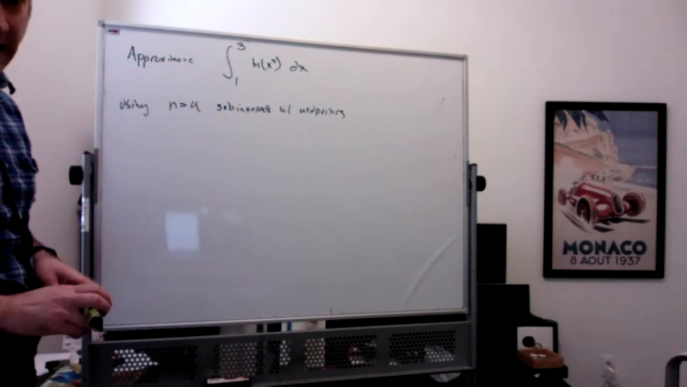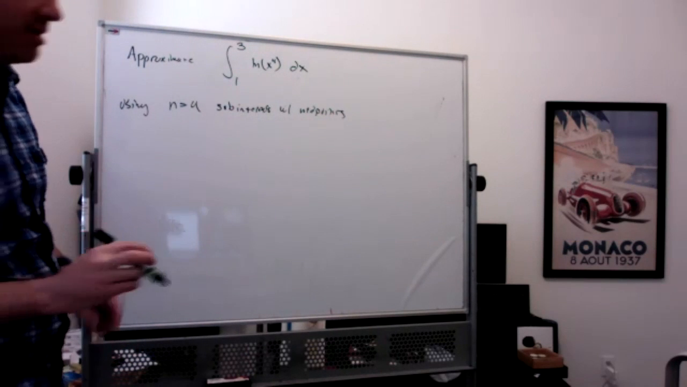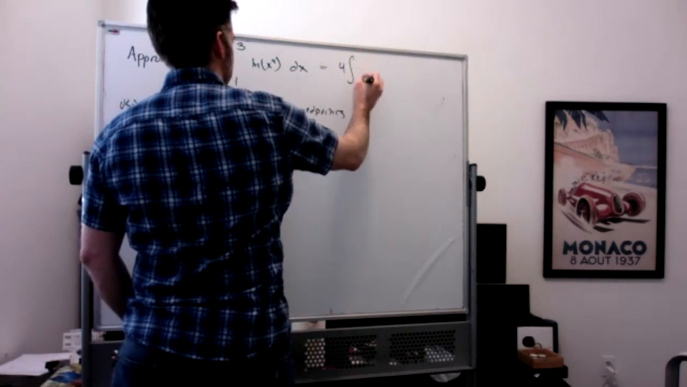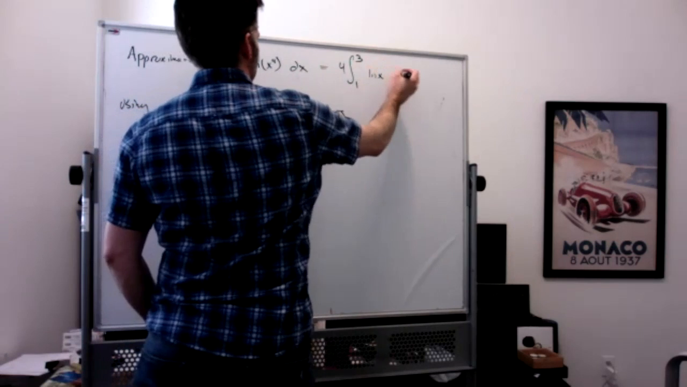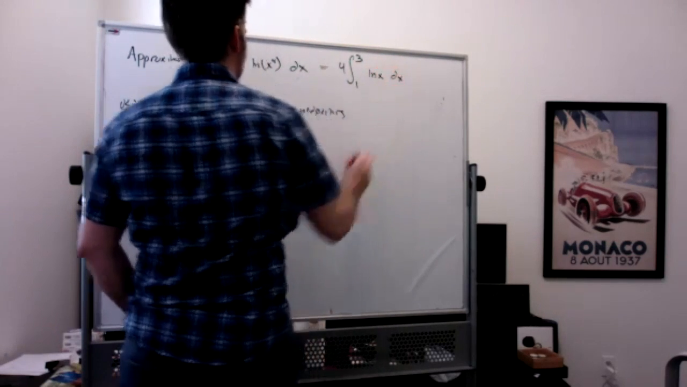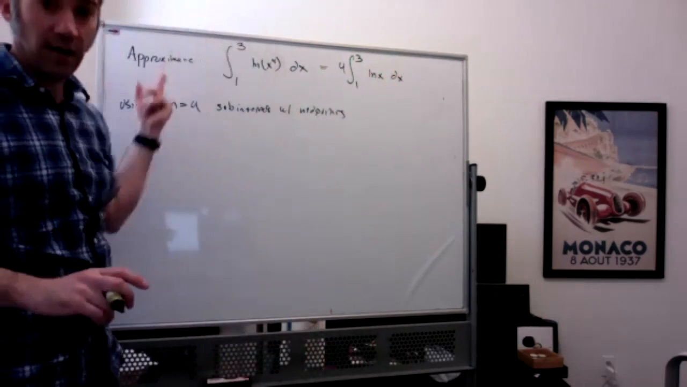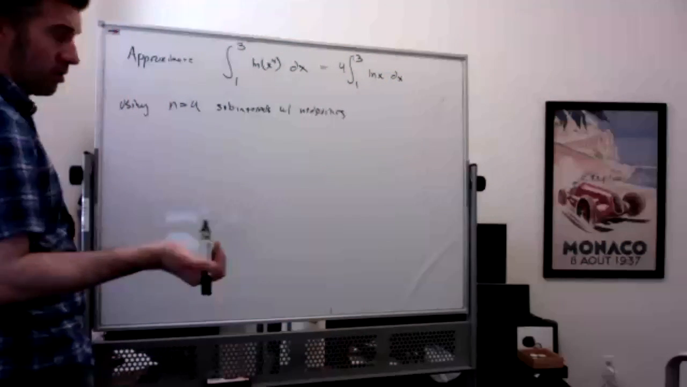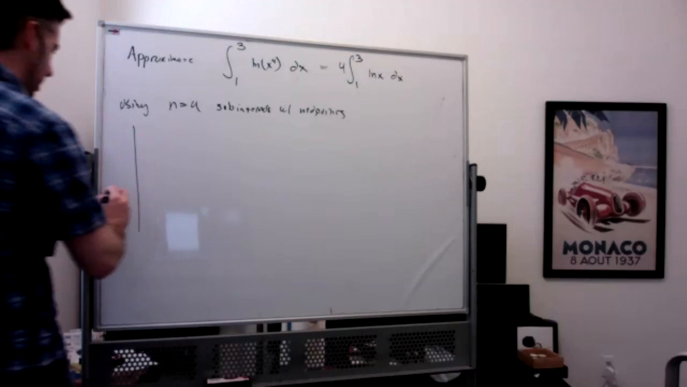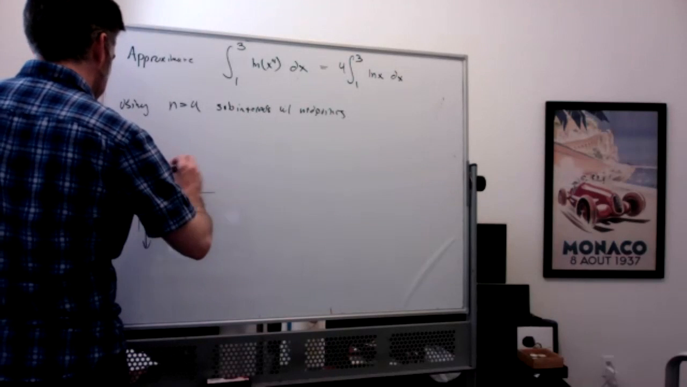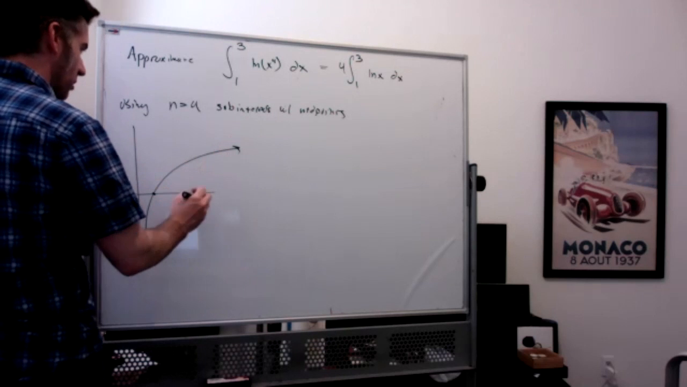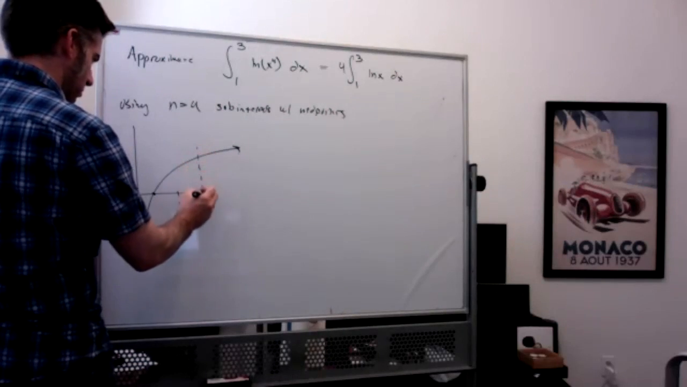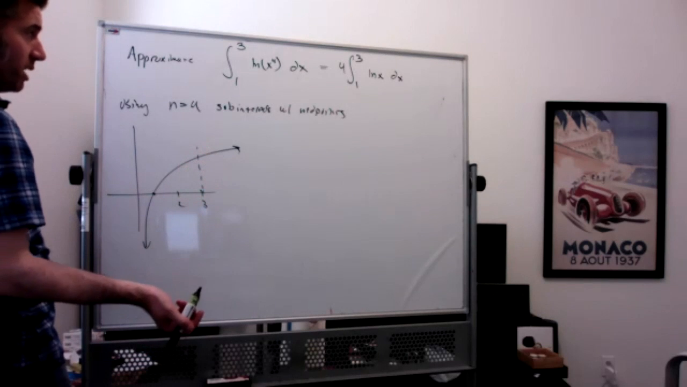And before I did anything, I would probably rewrite this as 4 times the integral from 1 to 3 of natural log of x. Because you can definitely take that 4 down in front. Okay. So we're going to do the same sort of thing. Natural log of x looks kind of like this. Go from 1 to 3. I'm going to break that up into 4 equal subsections.